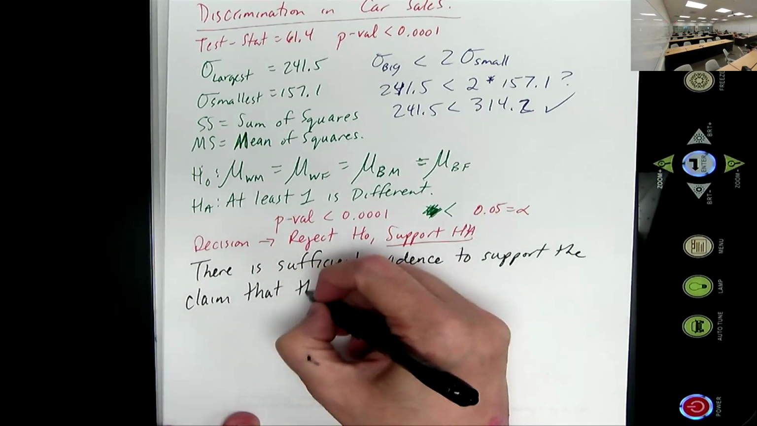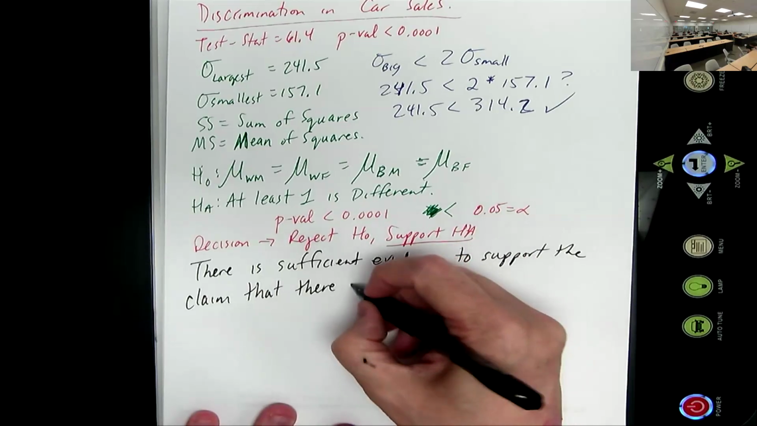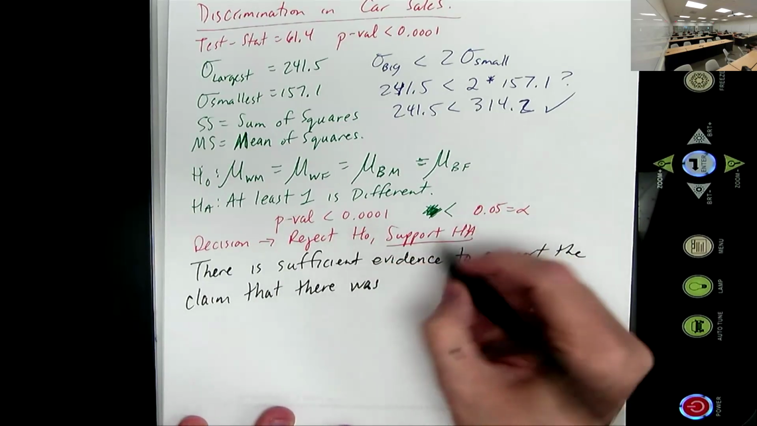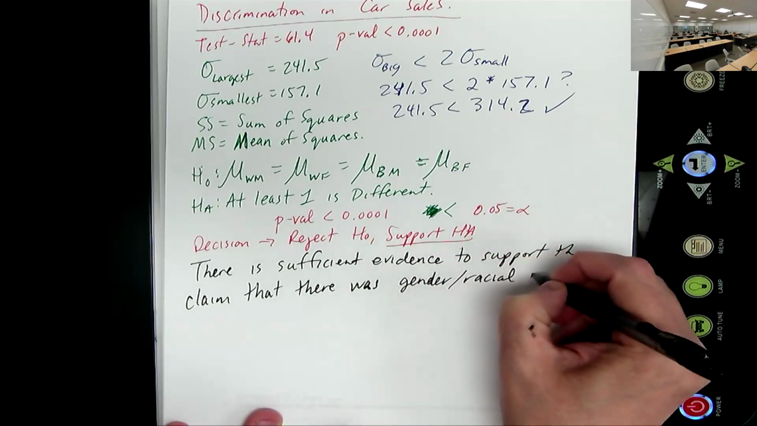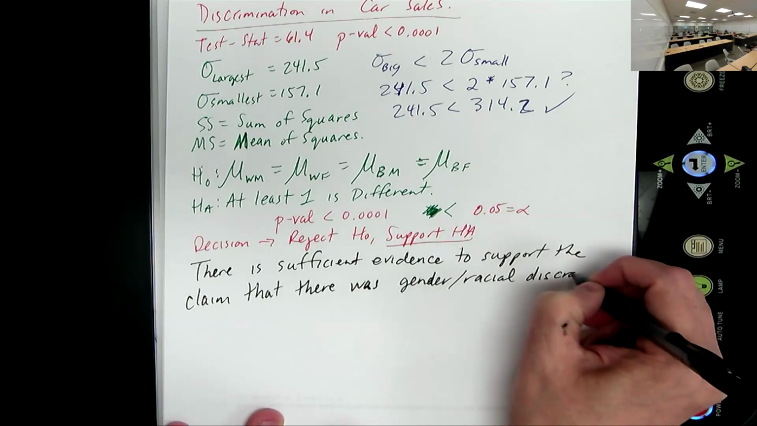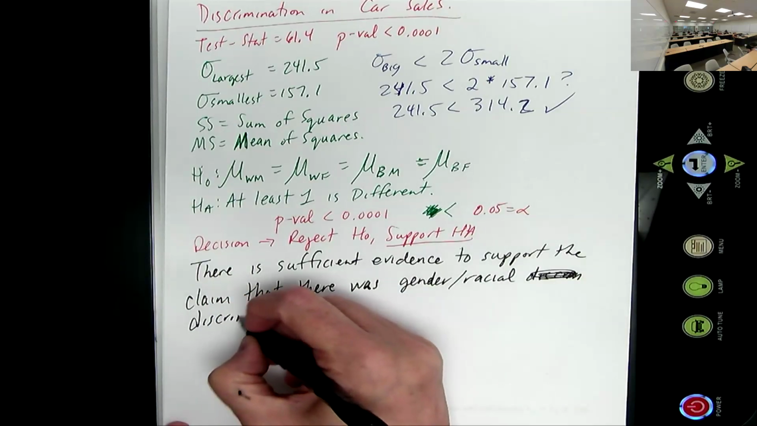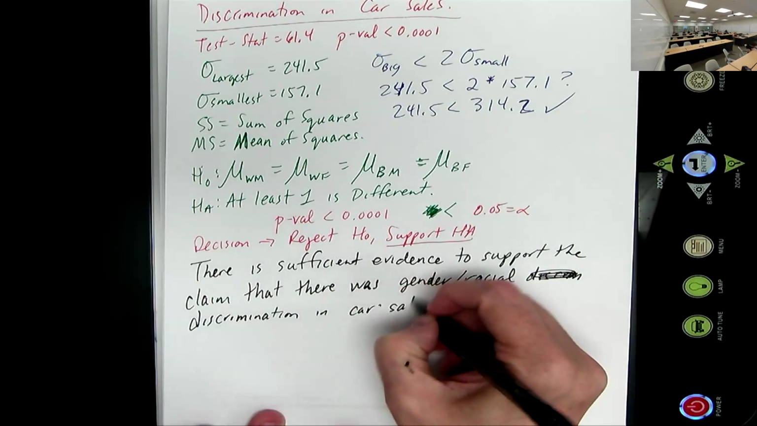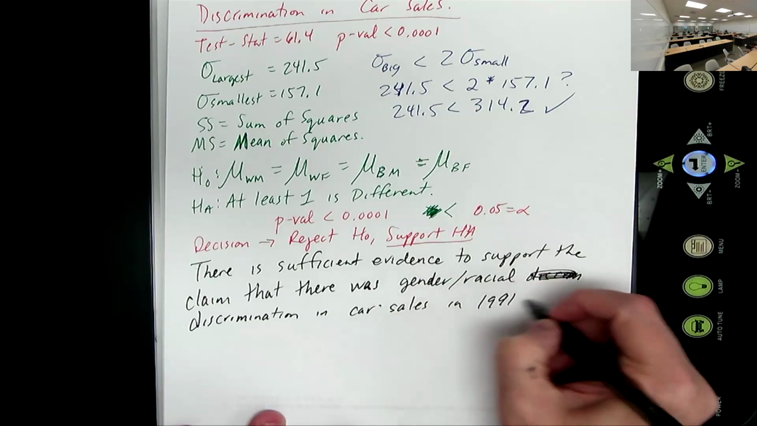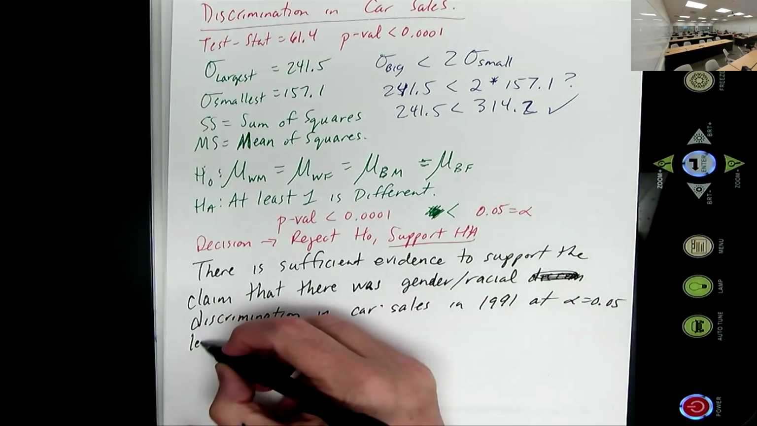that there... When was this survey done? Back in 1991, I'm gonna add that. That there was gender and or racial discrimination in car sales in 1991, at alpha equals 0.05 level of significance.